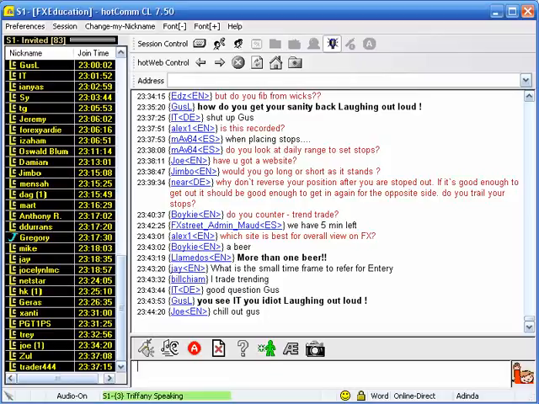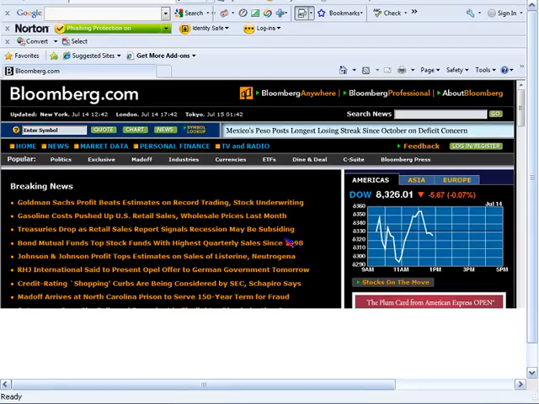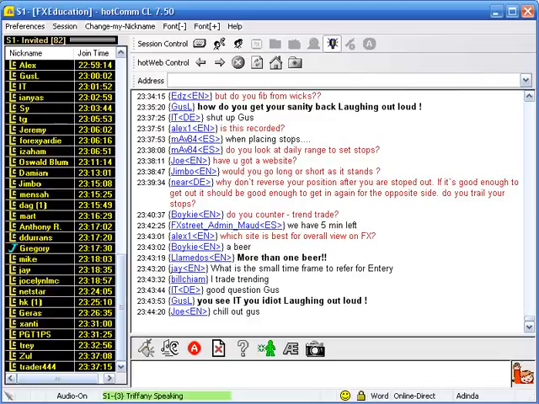Let's see. Is this recorded? Yes. When placing stops, I hope I answered that for you. Oh, that wasn't the end of the question. Do you look at daily range to set stops? No. If I'm trading on the daily chart, I will set daily ranges. If I'm trading on the hourly chart, I will use my stop from the hourly support and resistance areas I see. It's a really dangerous thing to take a trade on the daily chart and then move your stop on a smaller time frame, because then you do end up in those situations where you're tightening it a little bit too quickly, especially in a trending market.